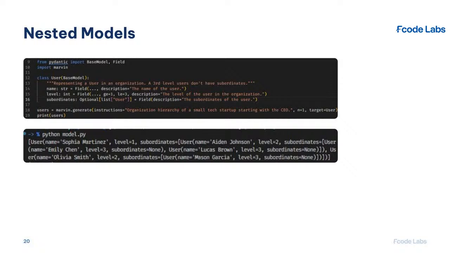And I'm using the generate function again with the prompt: I need the organization hierarchy of a small startup, starting with the CEO. And it understands that CEO means the number one, top level user, and generates Sophia in the first level, with a few subordinates, and those subordinates also have level 3 subordinates. And you can see level 3 subordinates don't have any users with them. So it completely adheres to the constraints I put in the model.